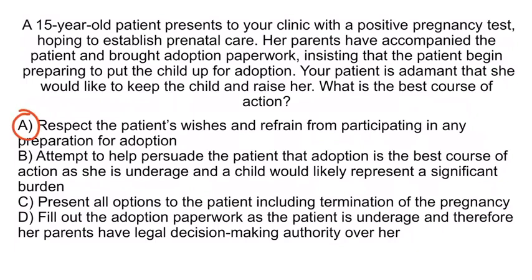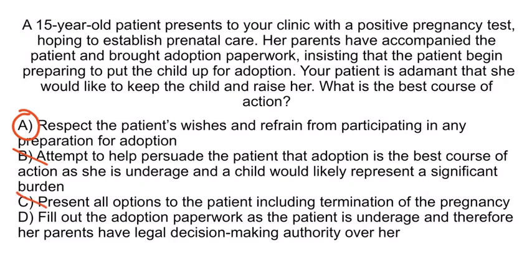B is incorrect because it is also inappropriate to attempt to persuade the patient to pursue any specific course of action, especially in the case where the patient might feel ganged up on by you and her parents. C is incorrect because it is likely that the patient is aware of her options, and in this situation, you must serve as her advocate and not jeopardize your relationship with her by presenting her with options which could be interpreted as an attempt to change her mind. The patient clearly wants to continue with the pregnancy and keep the baby, so suggesting termination of the pregnancy would be inappropriate. So C is incorrect.